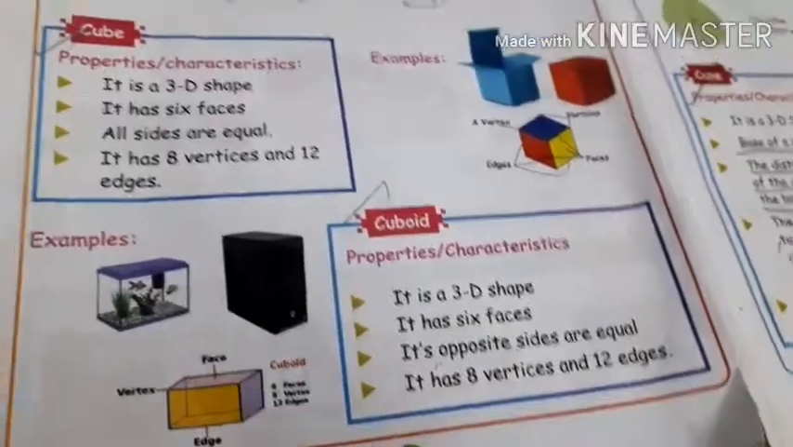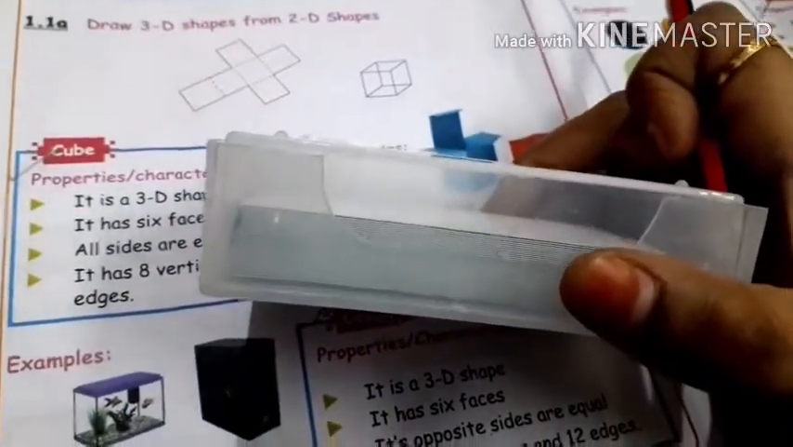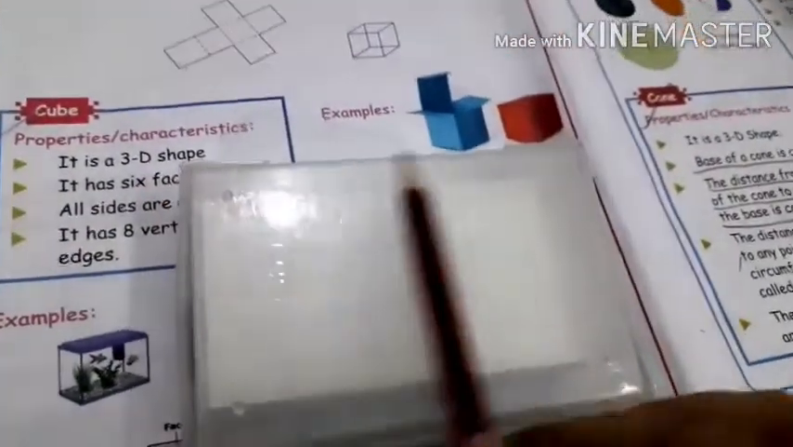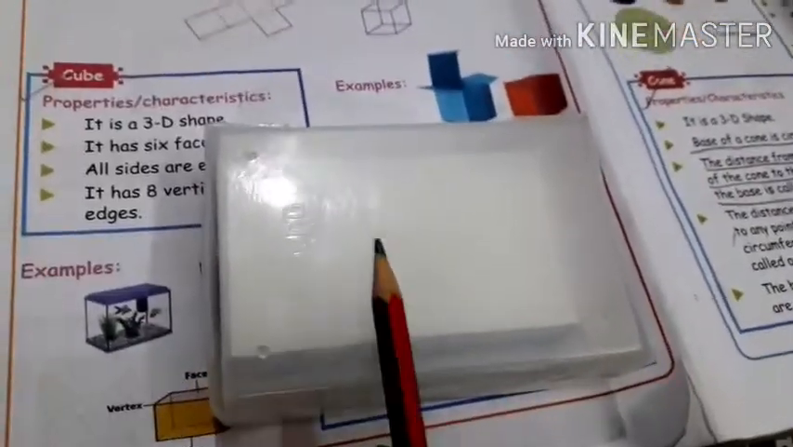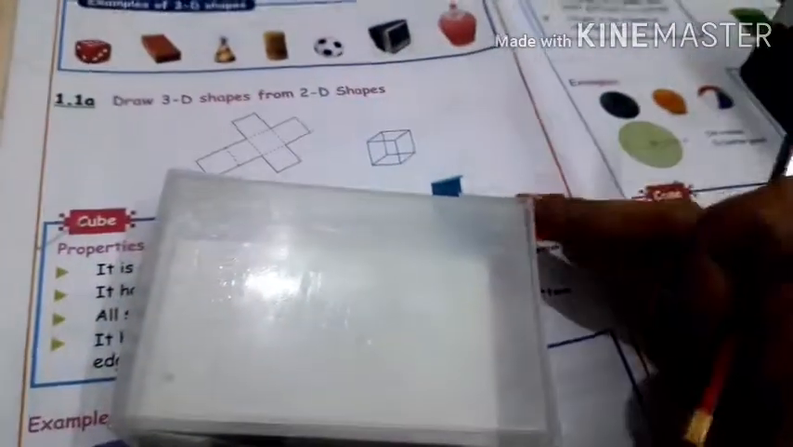Okay, so I am showing an example for a cuboid. See here, this is a cuboid. I am taking a cuboid box. Why do I say this is a cuboid? Because it is a rectangle shape. Here you can see a rectangle. Look at this one: this is a square shape, so this is a cube. This is a rectangle shape, so this is a cuboid.